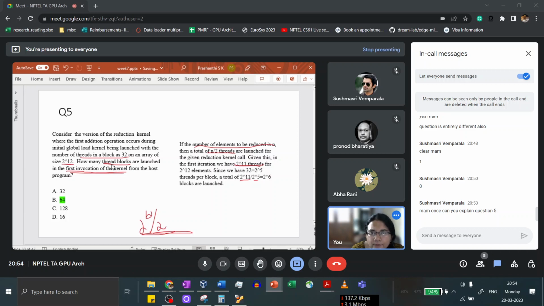Now the question is how many thread blocks are launched. So the number of blocks will be the total number of threads divided by threads per block. So the total number of threads here is 2 power 11 and threads per block is 2 power 5 because we are given that as 32 here, right? So 2 power 11 divided by 2 power 5 would be 2 power 6. So your number of blocks would be 2 power 6. Now is this clear?